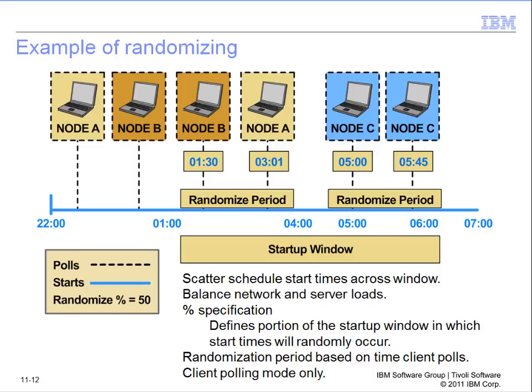Randomization. Randomization is the scattering of your start times through the window. This allows you to balance your workload better. By setting randomization to 50%, this is going to specify that 50% of the start times are randomized within the startup window. So not all of your clients will start their schedules at the same time.